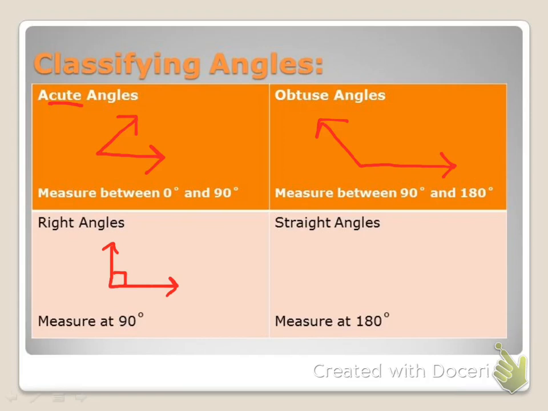Some people like to think of the word obese when they think of the word obtuse. They both start with OB. Obese means like you're larger. These are larger angles, so if that helps you, the two first letters.